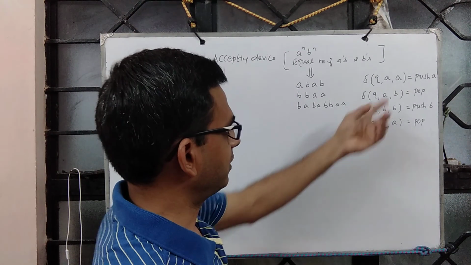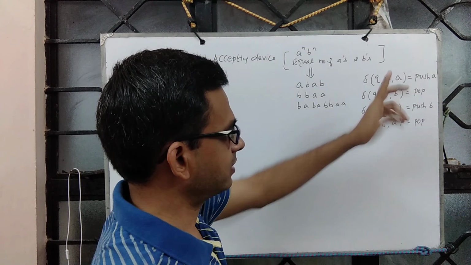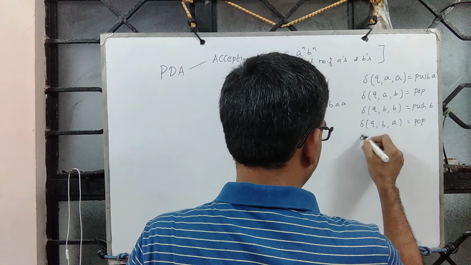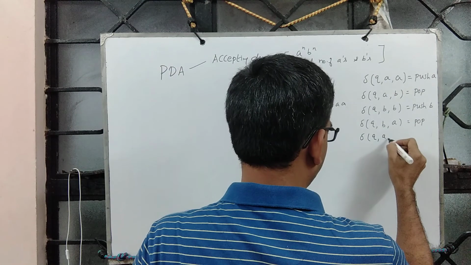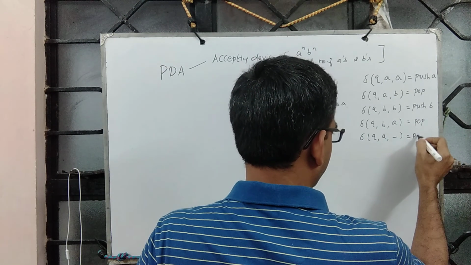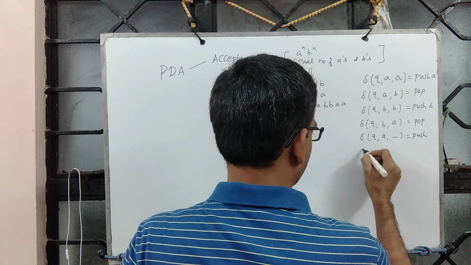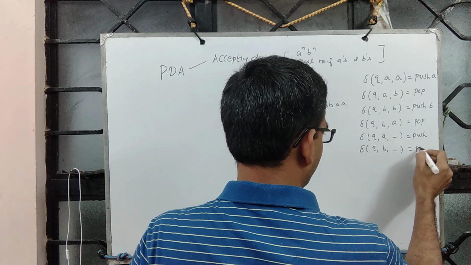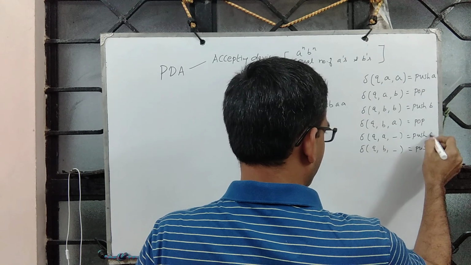And you start with the symbol. Initially the stack will be empty. If that's the case, you perform push. So delta of q comma a, and say stack is empty. In that case, you perform push operation. So delta of q comma b, stack is empty. You perform push b, and push a.